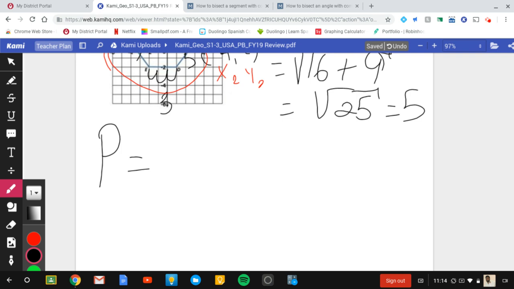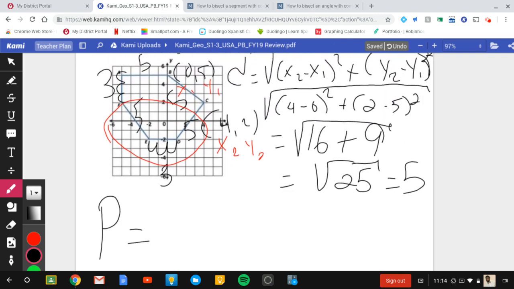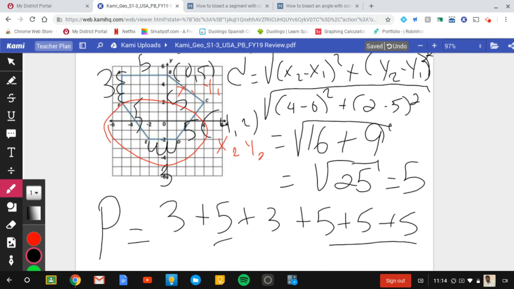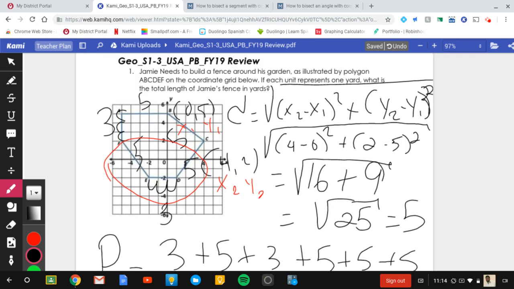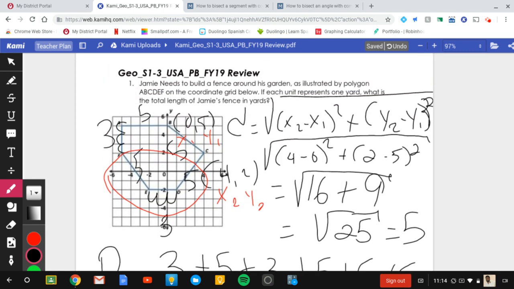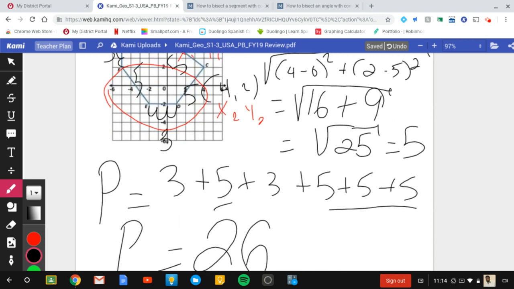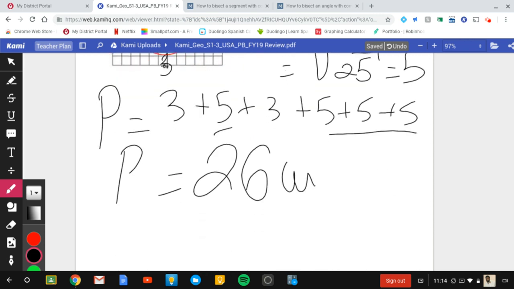Well, we know perimeter means we're going to add up all the sides. So I'll start with this 3 right here. So it's 3 plus 5 plus 3 plus 5 plus 5 plus 5. All right, so what is that? This gives me 15, plus that gives me 20. 20 plus 6 is 26 units, whatever the unit is.